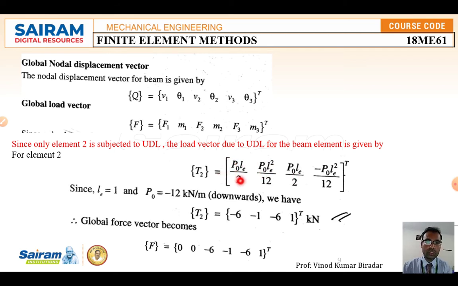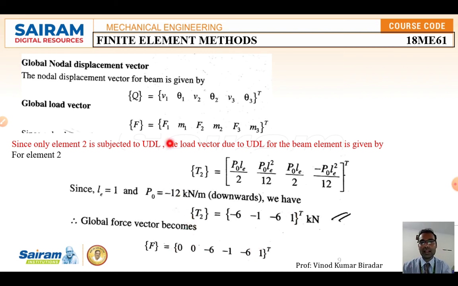Force due to uniformly distributed load. Here the length is 1, and p naught is minus 12, that is the uniformly distributed load they gave. Substitute here and you are going to get these values: minus 6, minus 1, minus 6, 1. Therefore the load vector R is: f1 and f2 are 0 because both nodes are fixed, so 0 0 here. This is f1 f2, this is f3 f4 f5 f6. Note down the force vector.